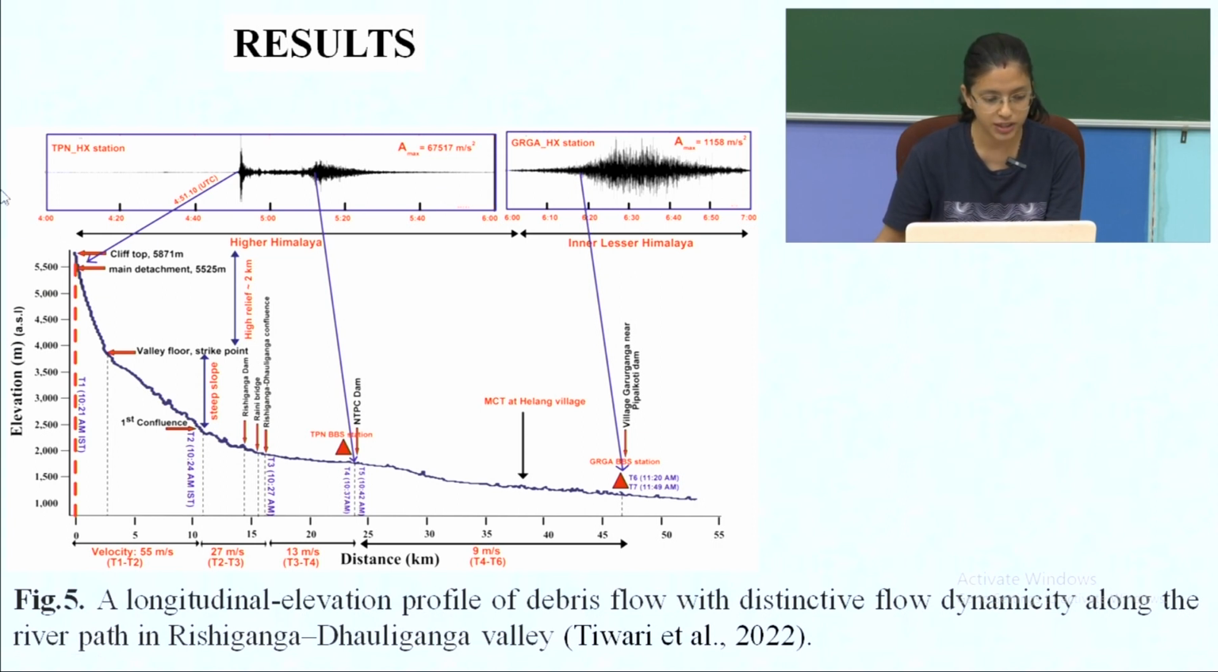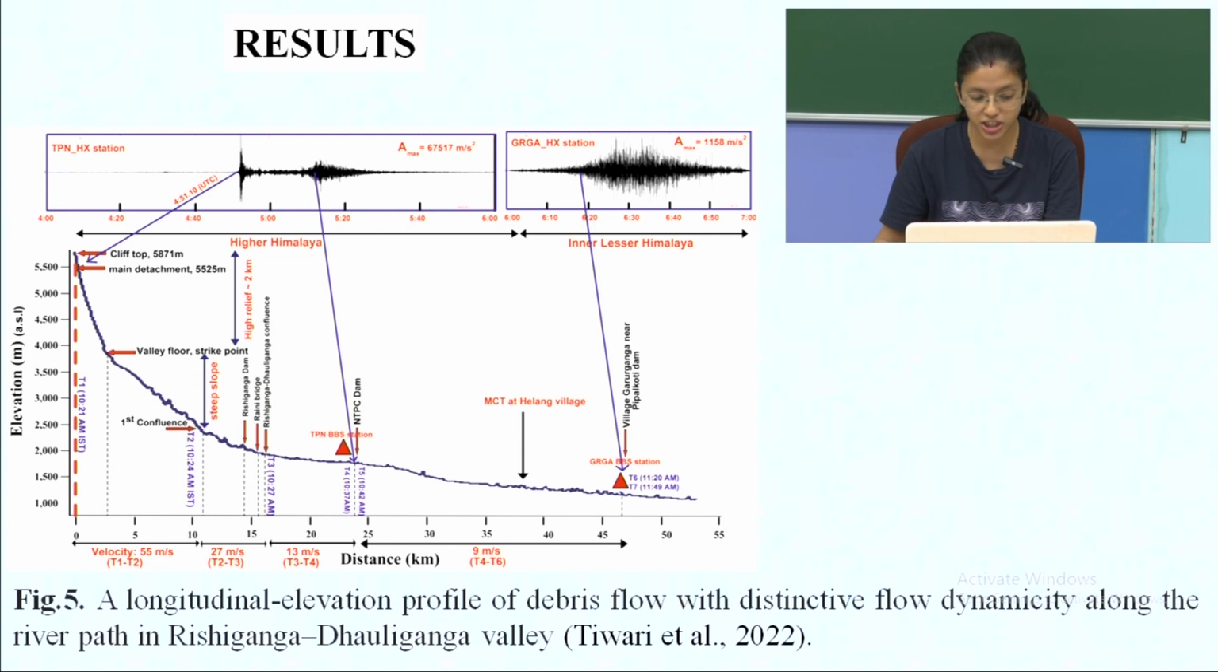This is the point of the cliff top, and this is the point where the main detachment occurred. And from this point to this point, it hardly took 15 to 17 minutes for all the disaster to occur. There was enough time to save people if it had been an early warning system. At this point, the initial crack started, and as soon as it hit this point, this is the point where Ronthi and Rishiganga streams confluenced.